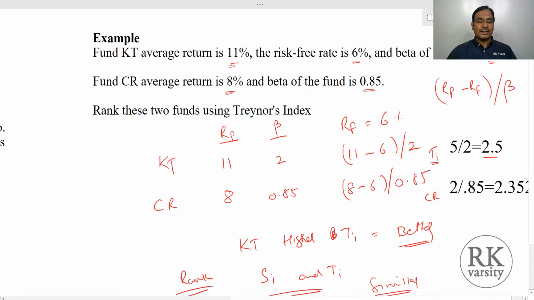So this is how you need to calculate the Treynor index and interpret the result. In isolation, the Treynor index will not be of much help, but for ranking mutual funds and ranking securities, Treynor's index is a much more helpful or useful tool.